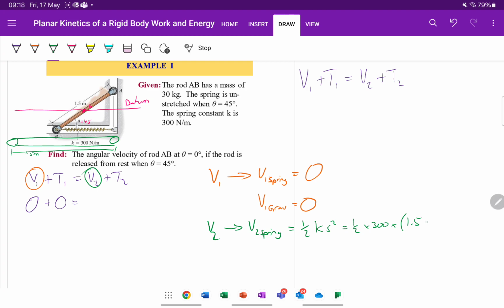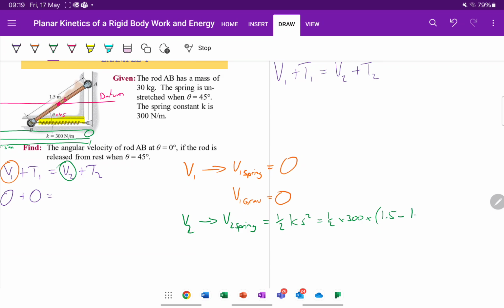The extension then is 1.5 minus whatever this natural length is that I've just highlighted in yellow. That natural length is going to be the length in the starting scenario, so 1.5 cos 45. And that's in half k s squared, and we just need to square that change in length term. Just for completeness, it's the same yellow highlight as the spring that I've highlighted in the diagram.